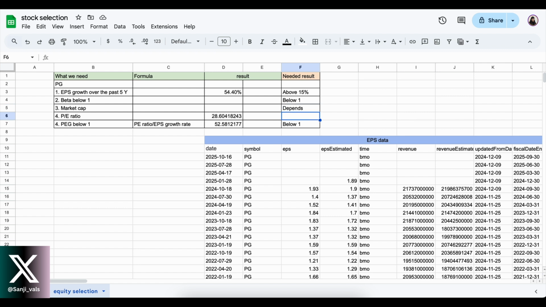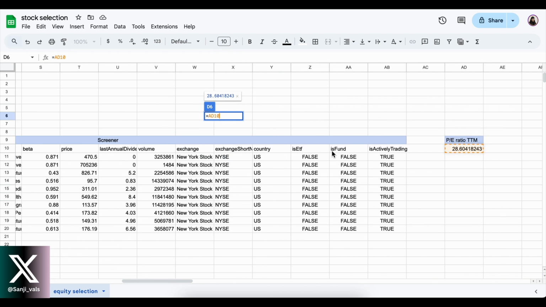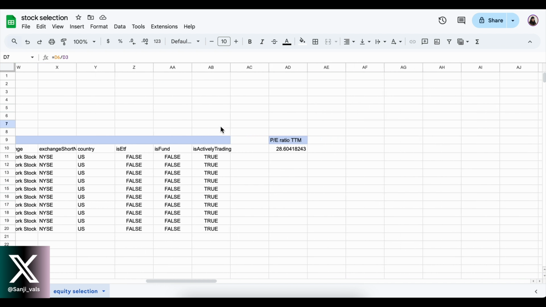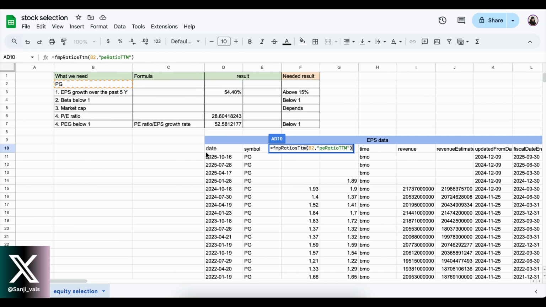And the price to earnings ratio, it is fetched, as you can see, in AD10. It is fetched from in here. The price to earnings ratio we needed for our PEG calculation. So for the price earnings ratio over here, we're taking B2, again, this is the stock ticker. We're using the FMP formula, FMP ratios TTM. TTM stands for trailing 12 months. And then the name of the ratio, price earnings, capital R ratio, TTM. These three letters are capital.